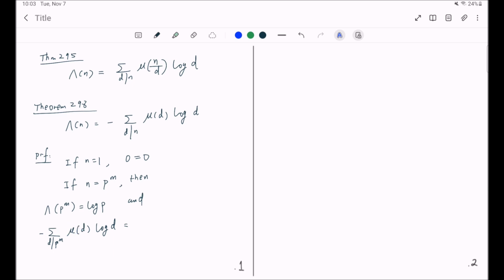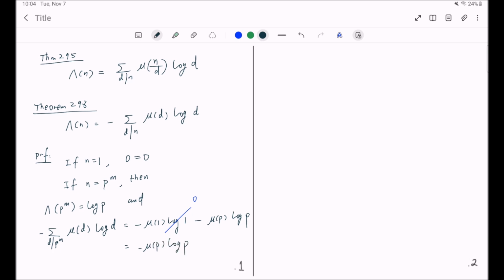Because mu of d is 0 if d contains a square, there are only two cases where mu of d is not equal to 0. One case is when d is equal to 1, and the other case is when d is equal to p. But as you know, log of 1 is equal to 0. So there's only one non-zero term in this sum, which is mu of p times log of p.